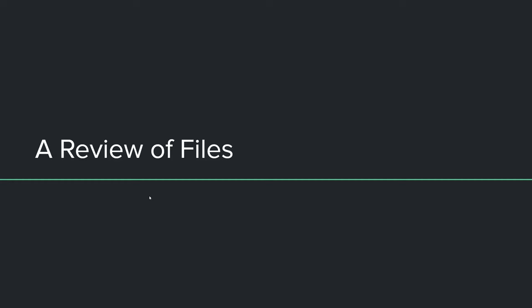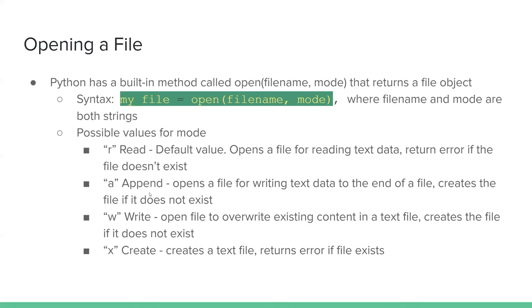Now we'll go to a review of files. Python has a built-in method called open, which takes in two arguments called file name and mode, and it returns a file object. These are both strings. The possible values for mode are r for read, which is the default value. It opens a file for reading text data and returns an error if the file doesn't exist.